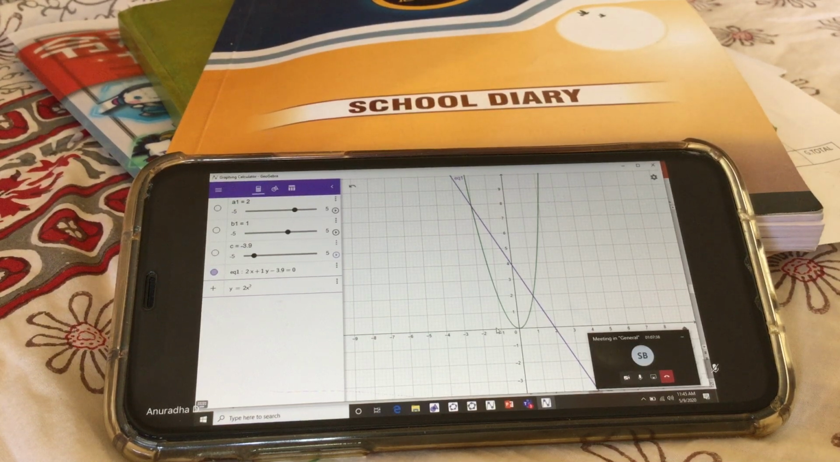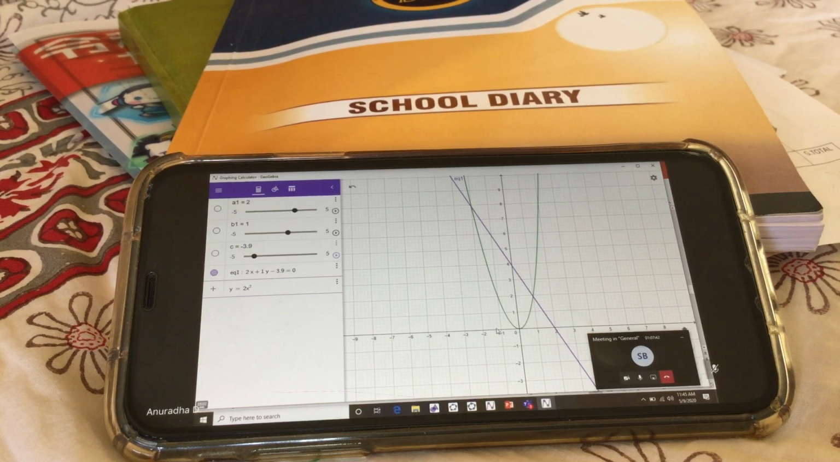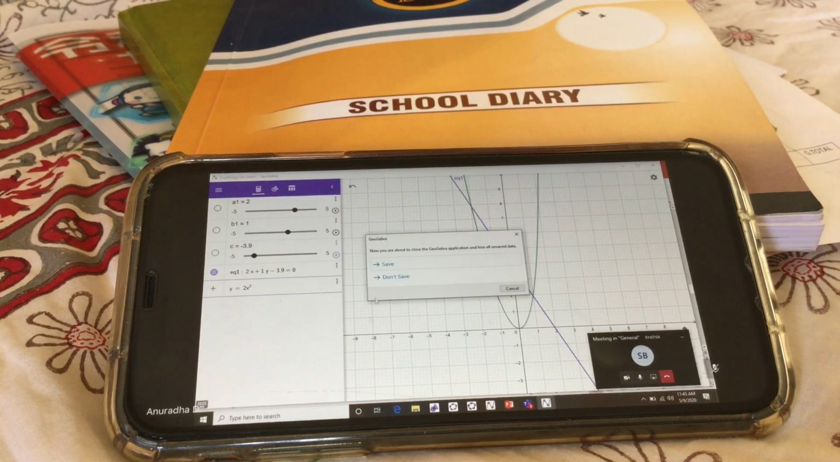This basics is an introduction to the tools. You can explore them, and then maybe after a month we can have the next session, where it can be the next level of using GeoGebra. So we close this.